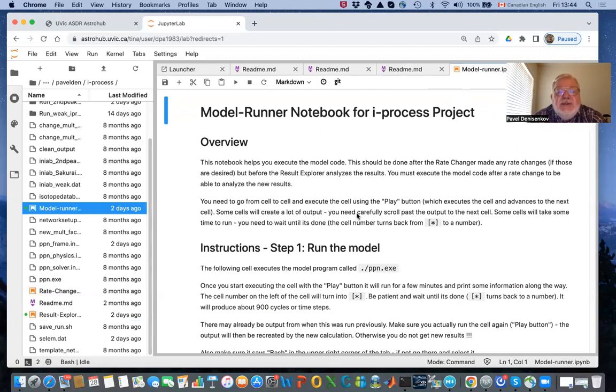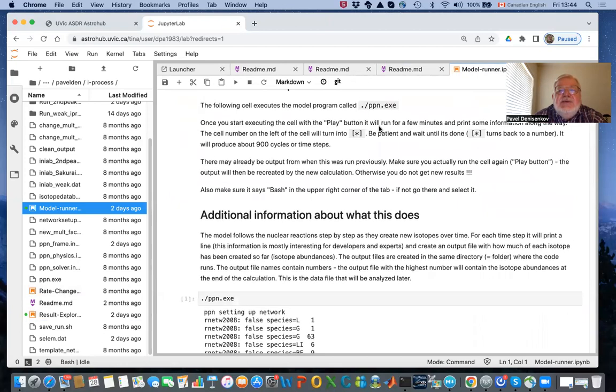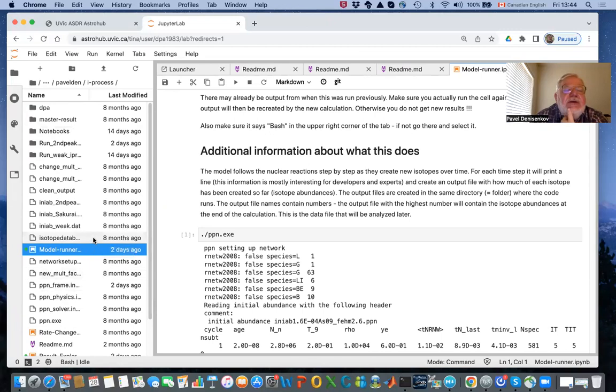So it also explains how to run these models. It says to run the model, just execute ppn.exe in the following string here, okay? And you can switch between cases before you run this code. You can switch between cases in the file ppn_frame.input.